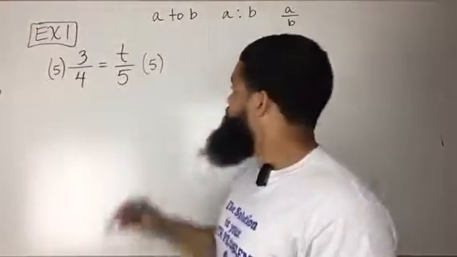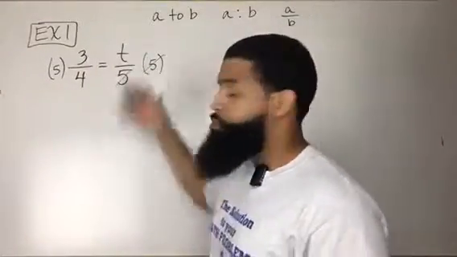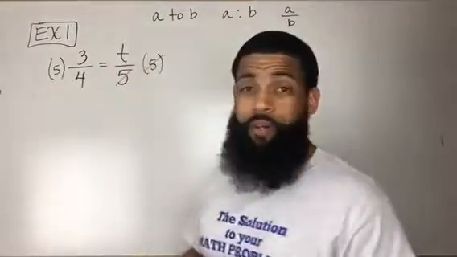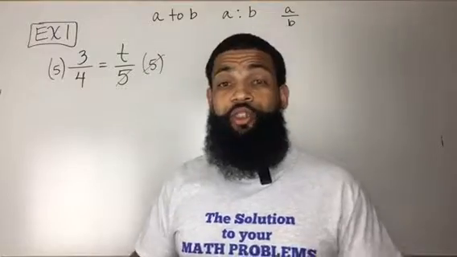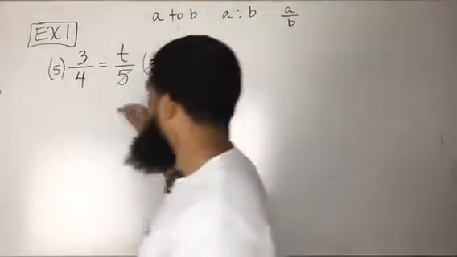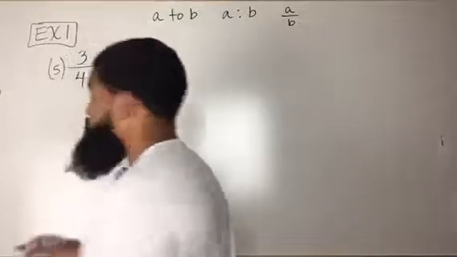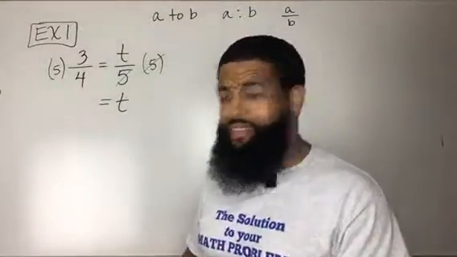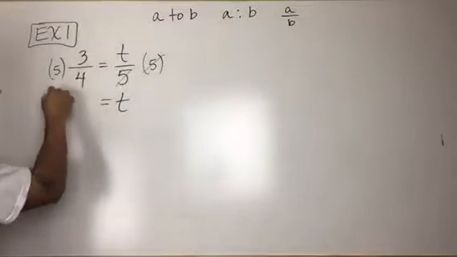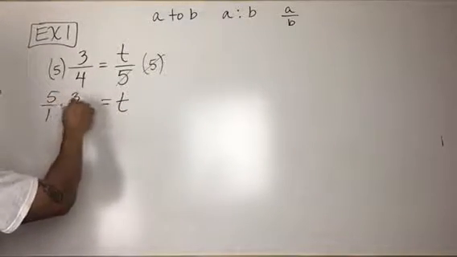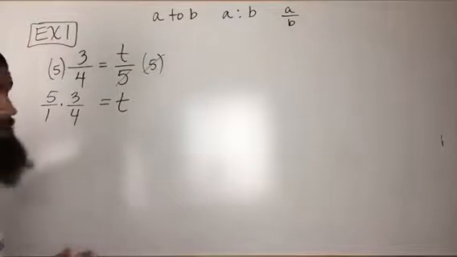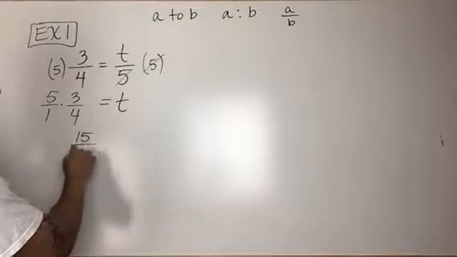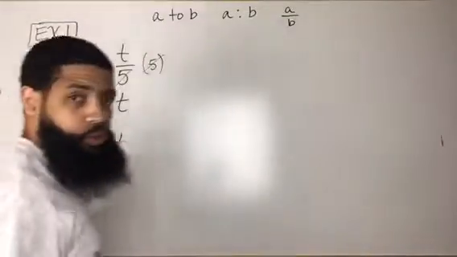Now, this 5 and that 5, remember, if I take T divided by 5 and then multiply it by 5, multiplication and division are inverse operations. So they'll cancel out, leaving me with just T on the right side. On the left side, remember 5 times 3/4, that's the same thing as saying 5 over 1 times 3 over 4. And whenever I multiply fractions, I have the numerator times the numerator. So 15 over 4 is equal to T.